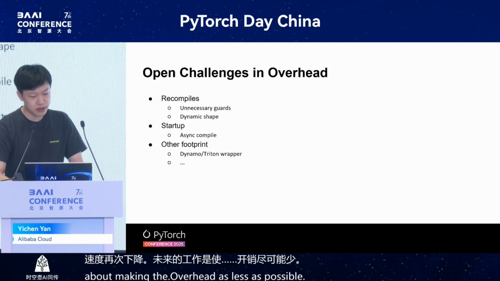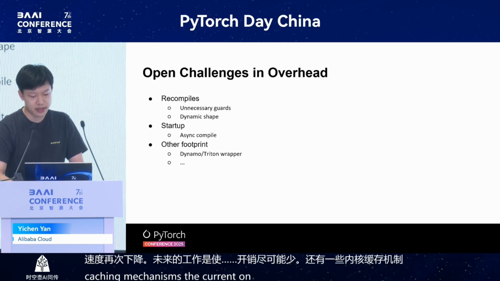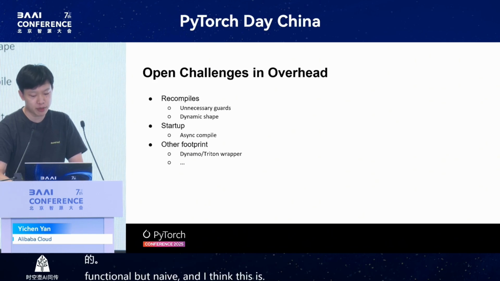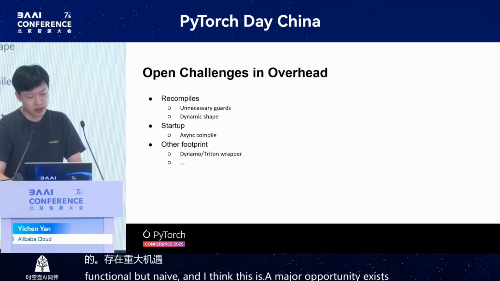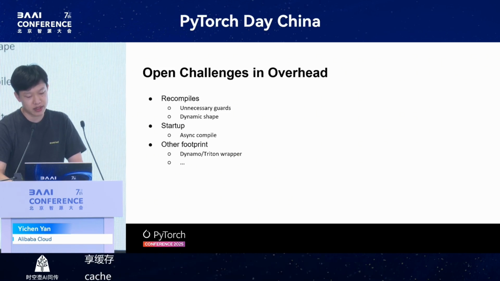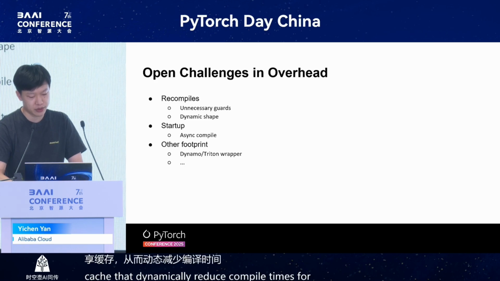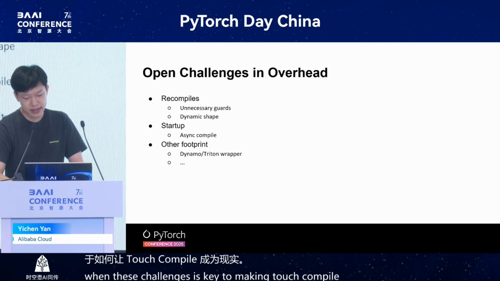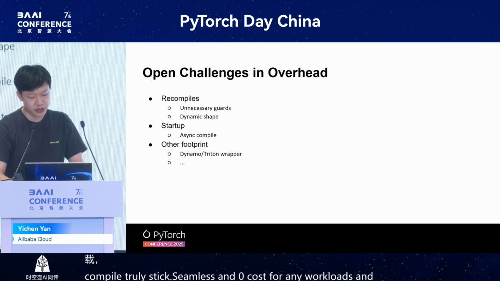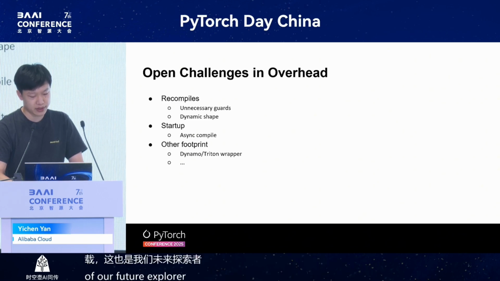And there's also kernel caching mechanisms. The current on-disk or Redis-based cache is functional but naive. And I think a major opportunity exists to bring this level of intelligence to the PyTorch caching system, potentially creating a shared cache that dynamically reduces compile times for common models and GPUs. Solving these challenges is key to making torch.compile truly seamless and zero cost for any workload, and it's where a lot of our future exploration will be focused.